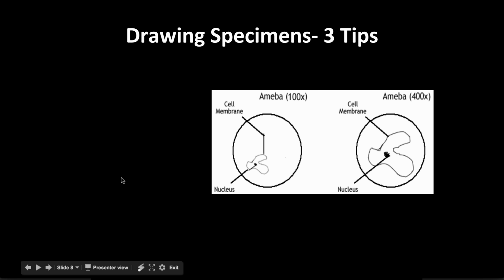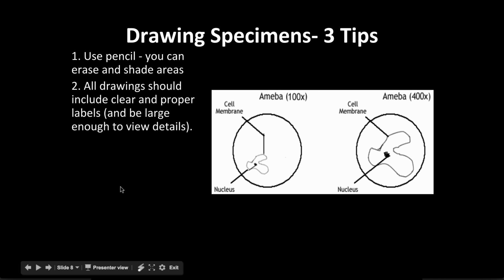Drawing the specimen, 3 tips. So once you do get into focus, you're going to be asked to draw in a couple of labs we do in class. When you draw a specimen, you're going to use a pencil. Always use a pencil so you can erase shaded areas. Pen will be a huge problem for sketching anything.